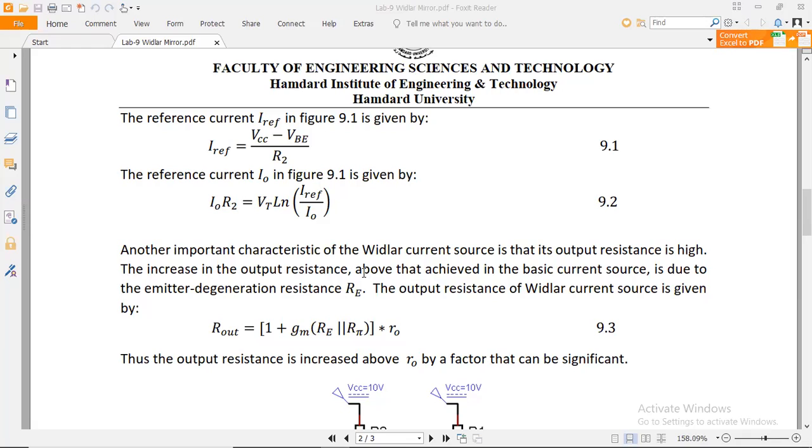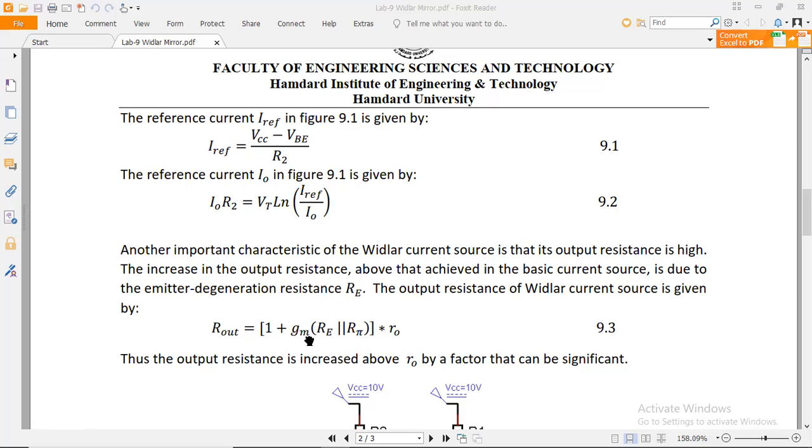The increase in the output resistance above that achieved in the basic current source is due to the emitter degeneration resistance RE. The output resistance of the Widlar current source can also be found. This is the output resistance at which the mirror circuit gets a high output resistance compared to the input resistance, because it is a feature of the mirror circuit that we get the higher resistance on the output side.